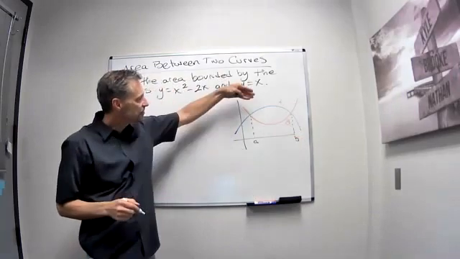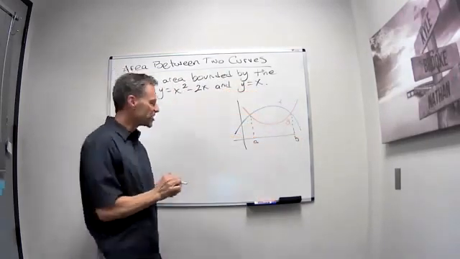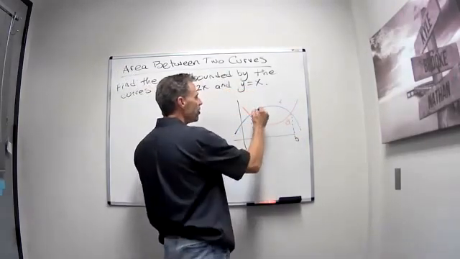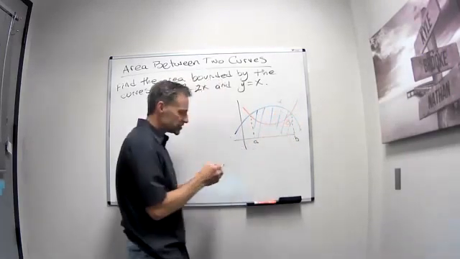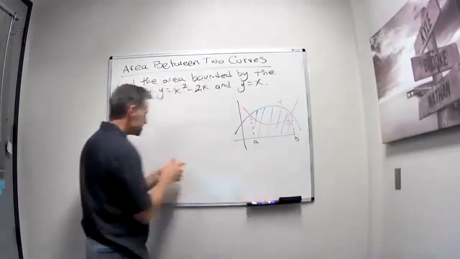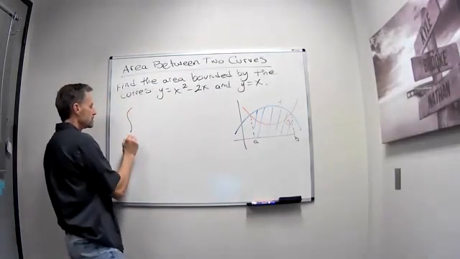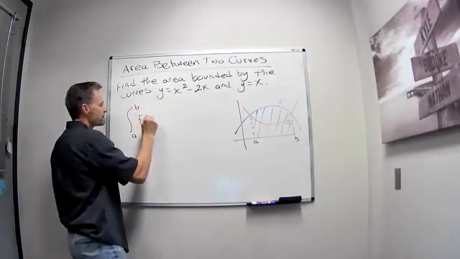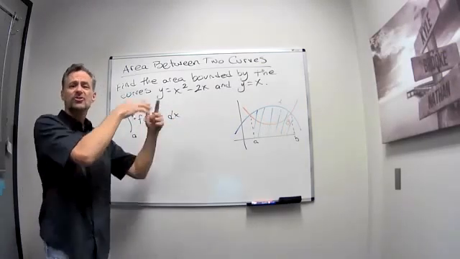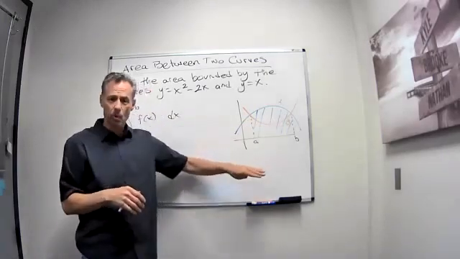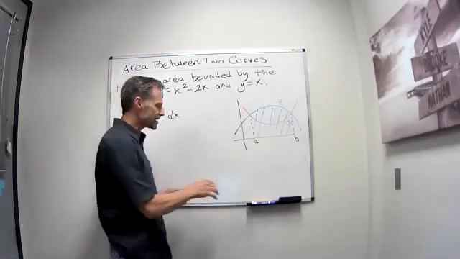And remember, to find the area under the F function, all the way to the x-axis, is just going to be the integral from A to B of f of x dx. But that's too much area. I don't want this area under the orange part of the curve. I want to take that away.